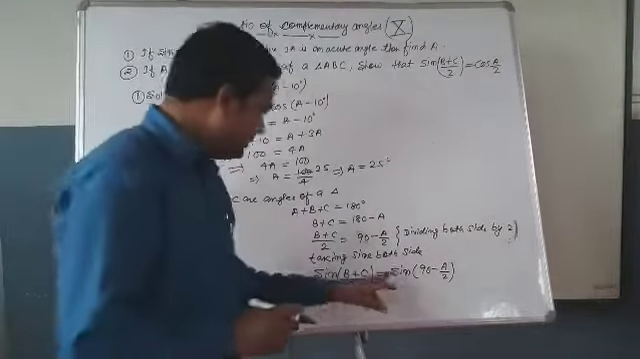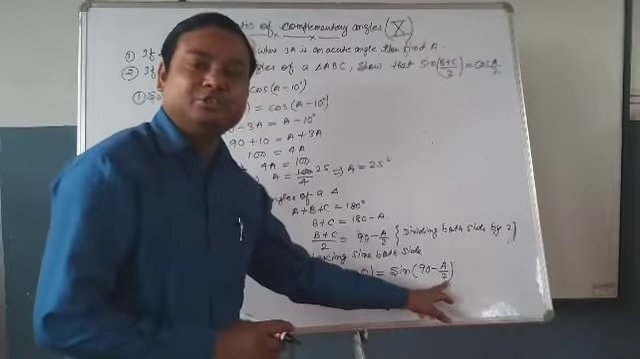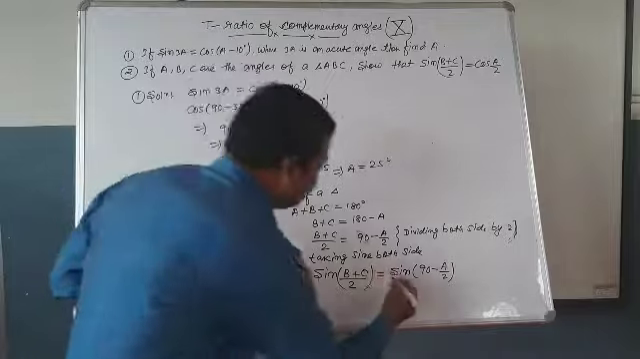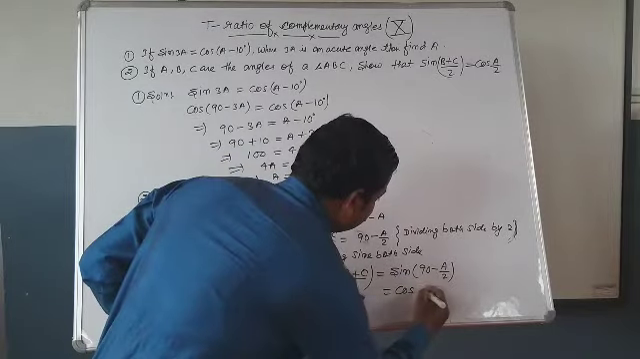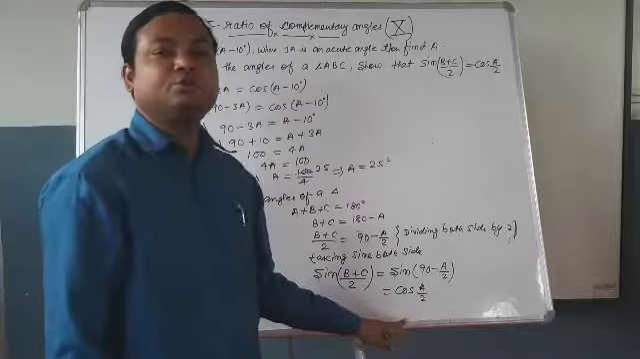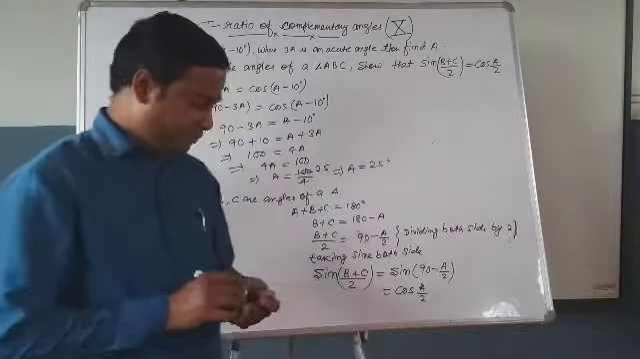Now look here, sin (90 minus theta), in place of theta A by 2. Sin (90 minus theta) equals cos theta, so cos A by 2. It means sin (B plus C) by 2 equals cos A by 2, which is proved.